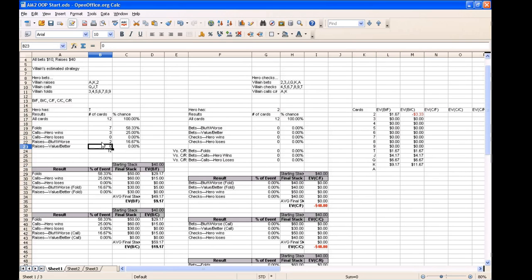And the reason why this is bluff slash worse is because, yeah, he's value raising with the king, but we've got the ace. So for all intents and purposes, he's bluffing. From our perspective, he's betting something worse. So that's why it falls into that category. It wouldn't make sense to put it into the value category because we're winning money in this scenario.